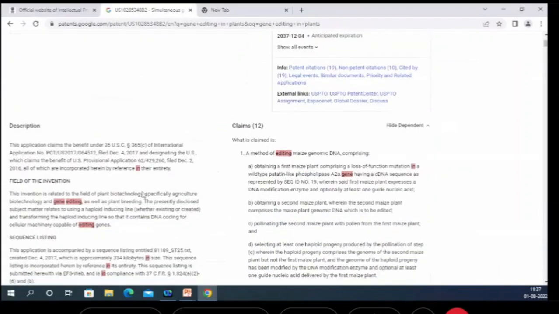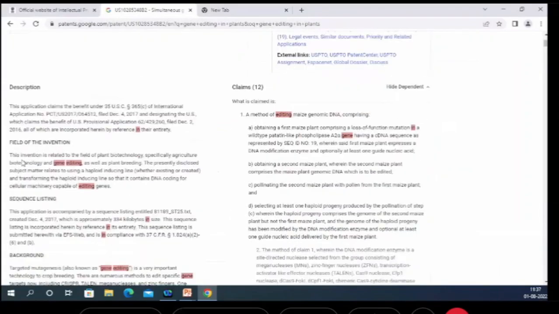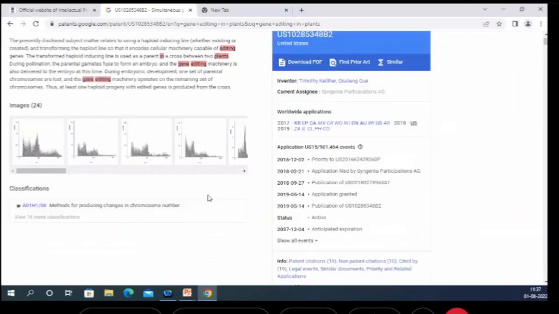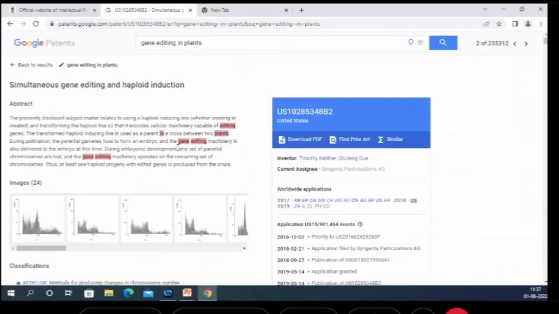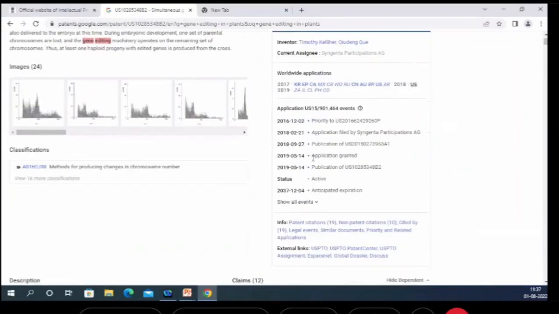This is the field of invention. This invention is related to the field of plant biotechnology, specifically agricultural biotechnology and gene editing, as well as plant breeding. So this inventor has made an invention regarding gene editing in plants. This is a United States patent application, and this patent is granted. Here you can see every detail of the patent application.